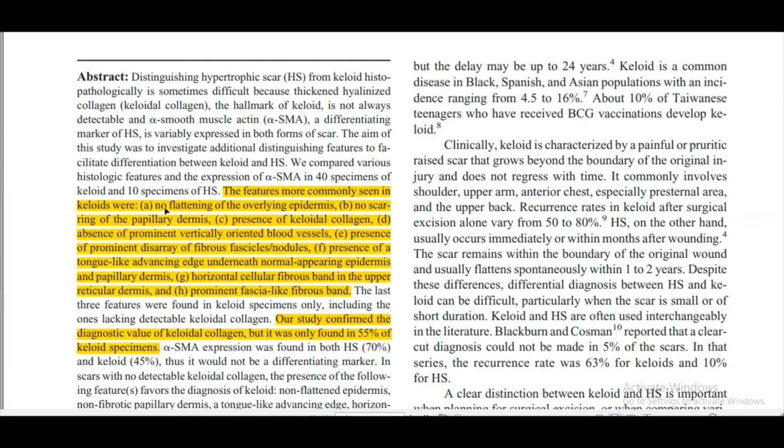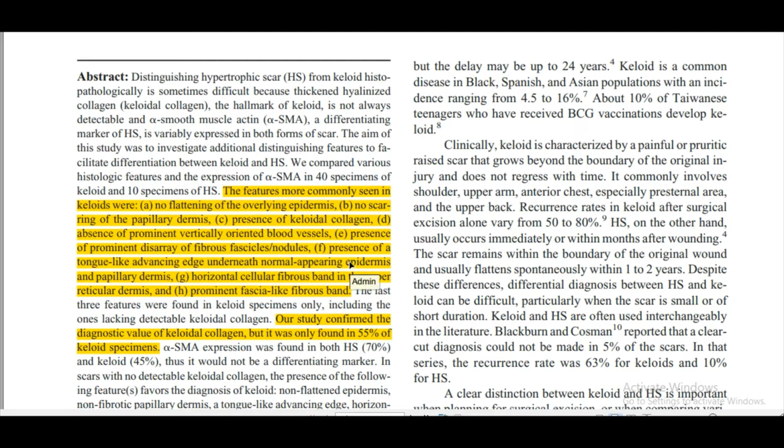to favor keloid: no flattening of the overlying epidermis, so if there's reactive epidermal hyperplasia, that suggests a keloid; no scarring of the papillary dermis, as in this case, where the upper reticular dermis is scarred but the papillary dermis is not; presence of keloidal collagen; presence of prominent vertically oriented blood vessels, which I've shown you earlier; presence of prominent disarray of fibrous fascicles and nodules; and presence of a tongue-like advancing edge underneath normal appearing epidermis.